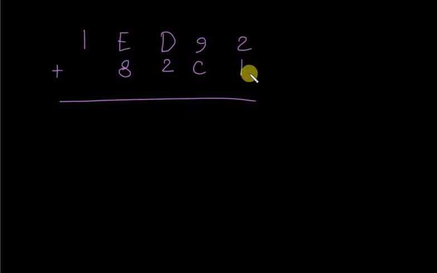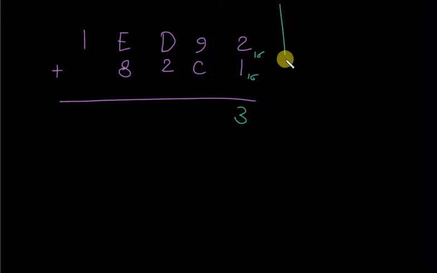So 2 and 1, it's very straightforward. This is still like decimal numbers, and both of them are base 16. So 2 and 1 is just going to be 3. That's not a problem. And now we're reaching 9 and C.